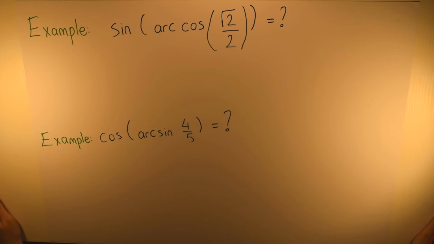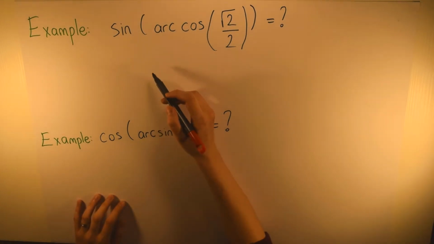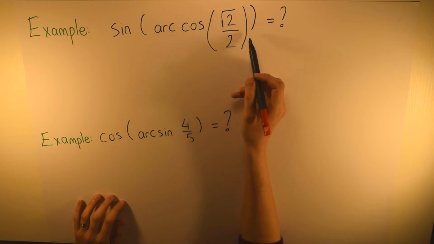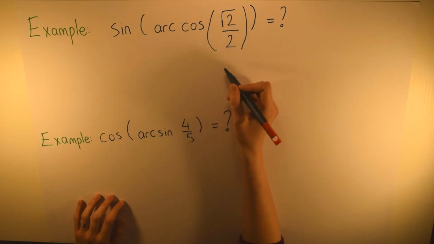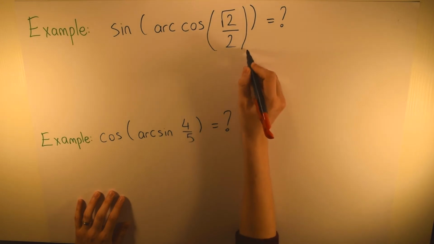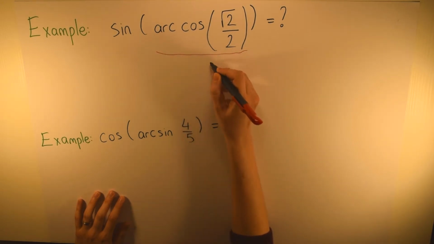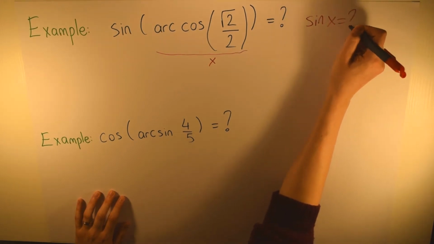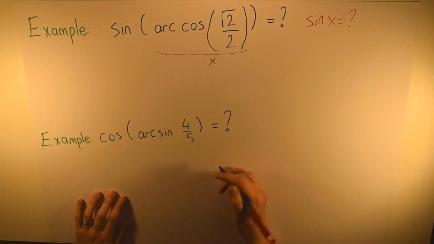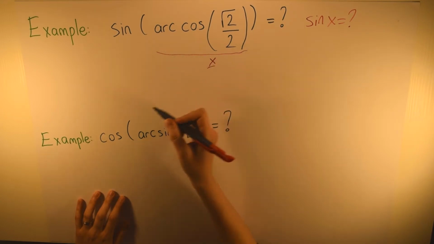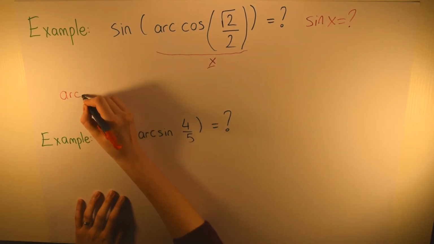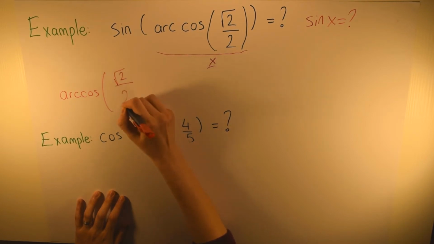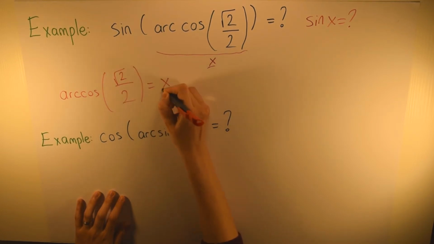Let's continue with these examples. In the first example, we are asked sine arc cosine square root of 2 over 2. In this kind of question, first let's say this part is equal to x. So actually sine x is asked, right? How do we find the value of x? Let's write this down here. It's arc cosine square root of 2 over 2, and this is equal to x.